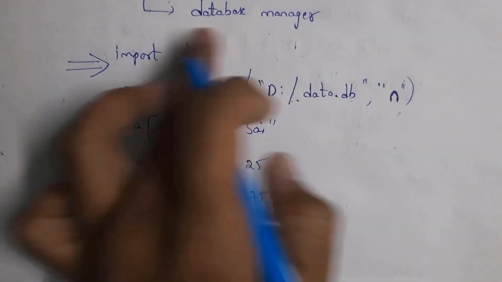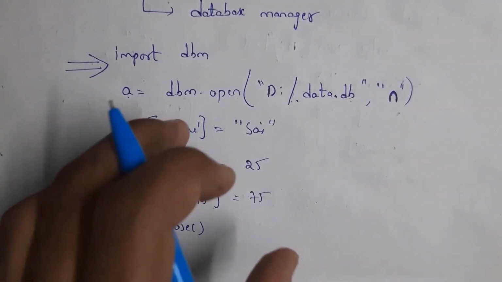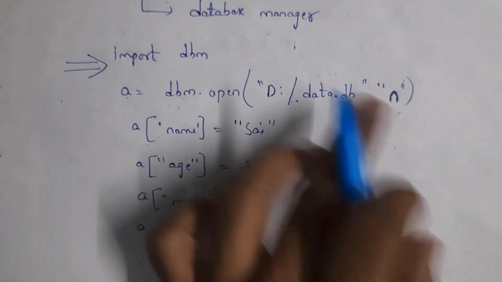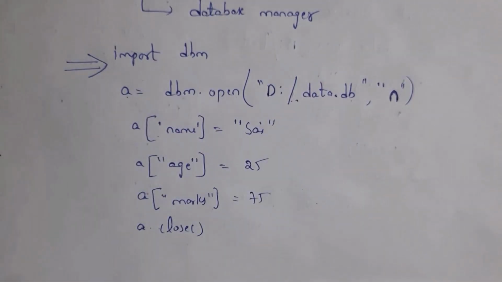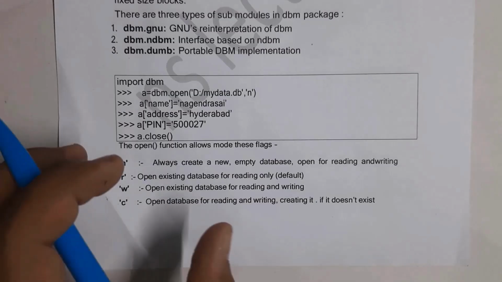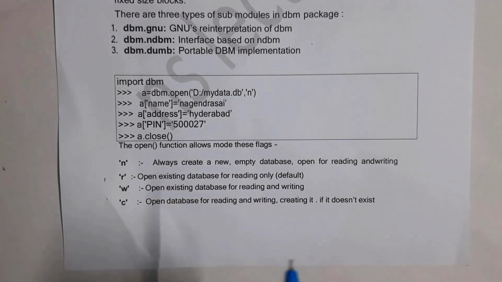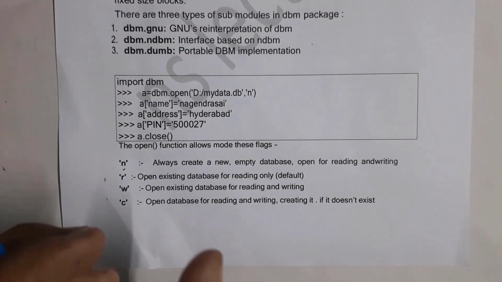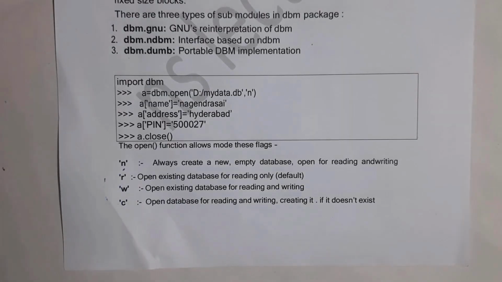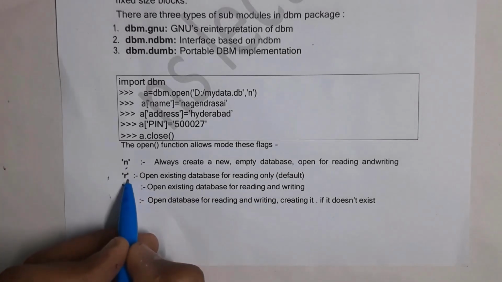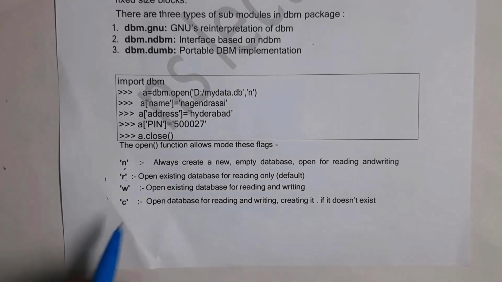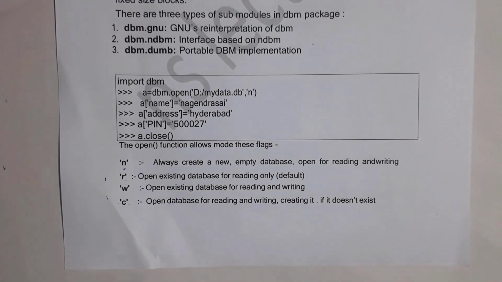Whenever you run this code, it will create the database and it will add data name Sai, age 25 and marks 75 inside my database. And at last it will close my database. Guys, these are various modes available in this DBM package. First one is n, where n stands for new mode. If you want to create a new database, use n mode. If you want to read data which is present in the database, use read mode. And if you want to write data, use write mode. And by using C mode, you can perform both read and write operations.